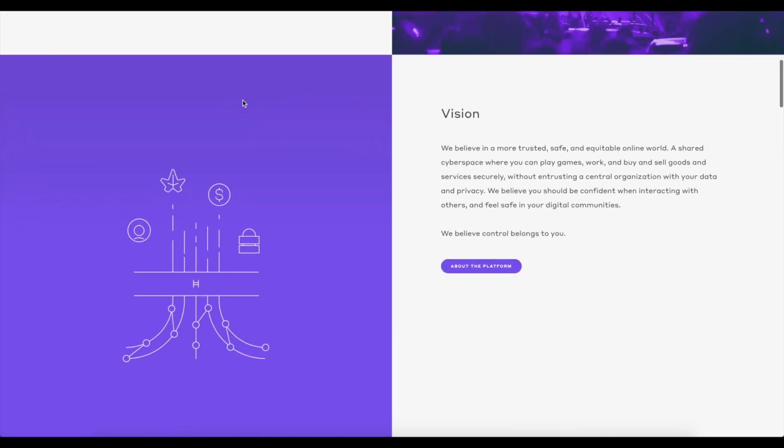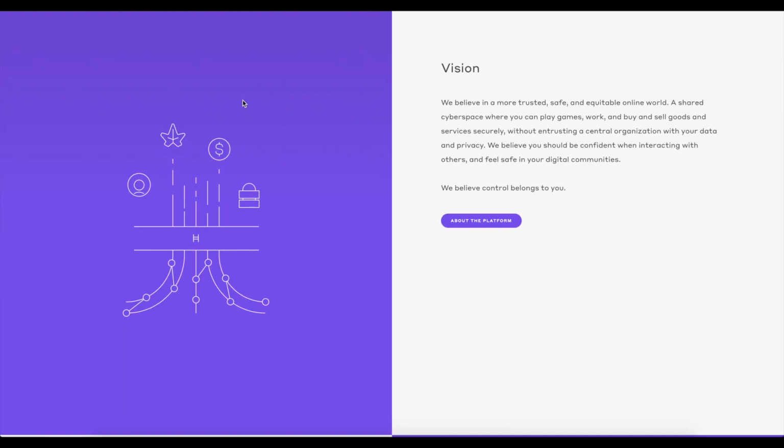So let's see the vision. Their vision is basically to build a trusted, safe and fair online world, which means that it will be a shared cyberspace where you can play games, do work and buy and sell goods and services securely without entrusting a central organization with your data and privacy. That means that it will be totally decentralized as the nodes are distributed on the Hashgraph. In this way people will feel safe to communicate with each other and also in their digital communities.